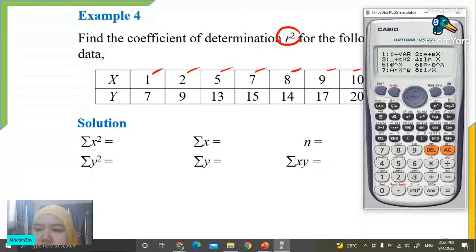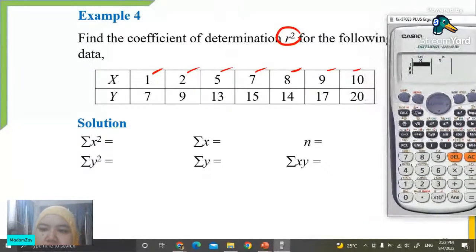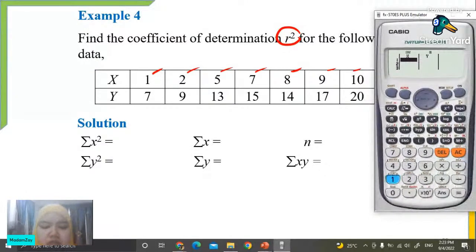So stats and linear. Okay, now put the value for x and y. So we have 1, 2, 5, 7, 8, 9, 10. And then for y, we have 7, 9, 13, 15, 14, 17, 20. Okay, now we have all the data.